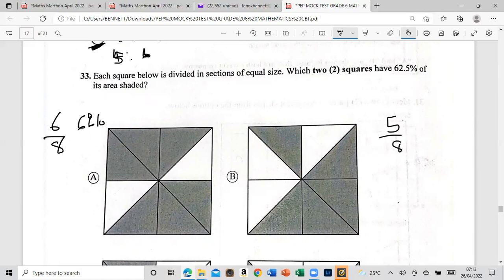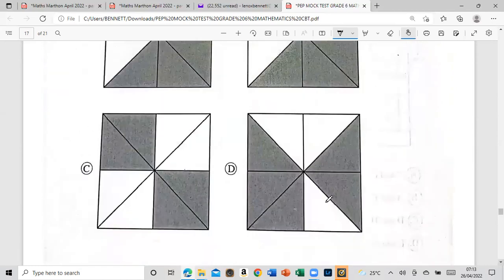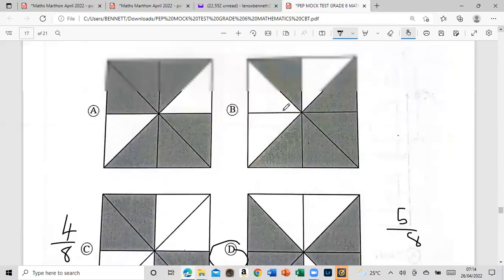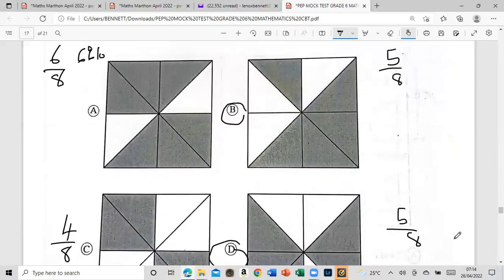All right, let's see the other one now. I think that was the one. We have 1, 2, 3, 4, 5, and 1, 2, 3. So that's 5/8 again. And this one now is 1, 2, 3, 4. So that's 4/8. So the answer now would be D and 5/8.